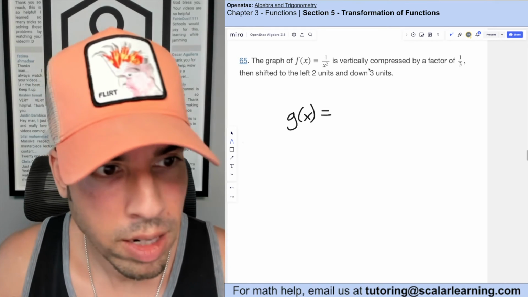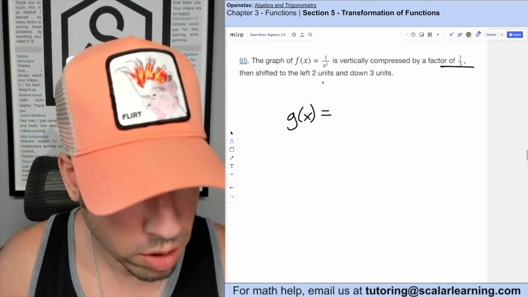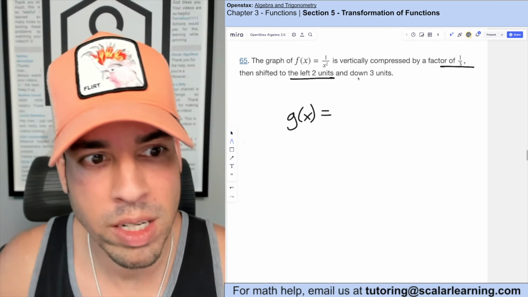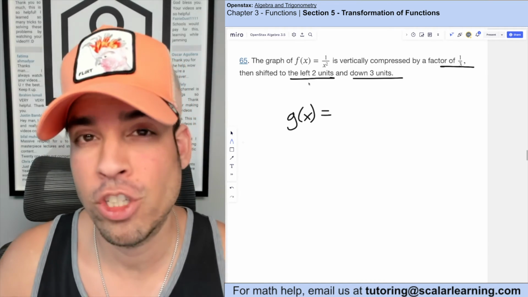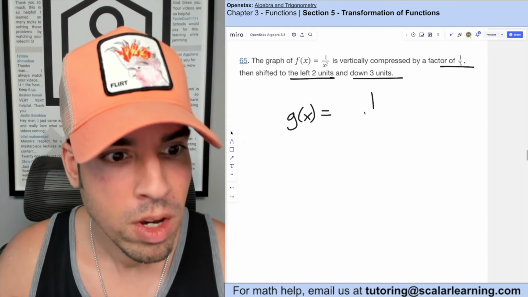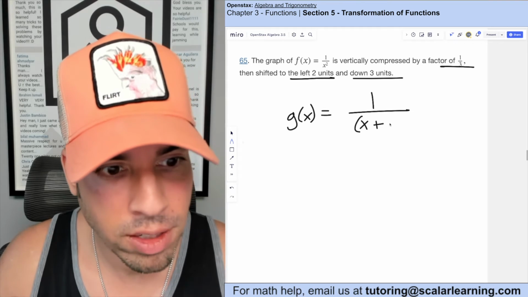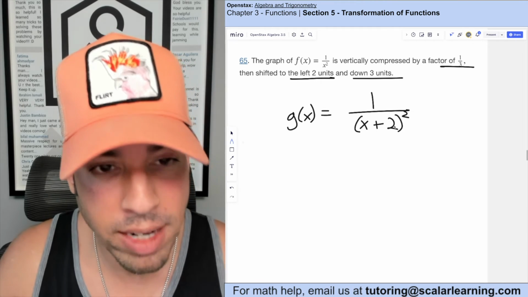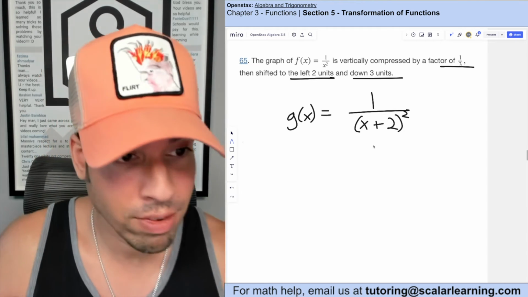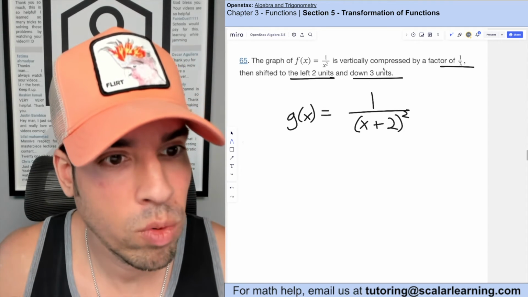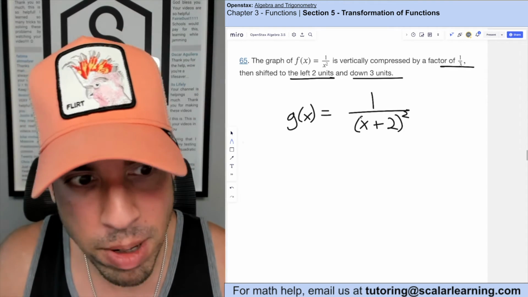So here we've got a vertical compression by a factor of 1/3, shifted to the left by 2 and down by 3. So let's start with that shift to the left by 2. So we're going to take our x and we're going to add 2 to that, right? Because adding 2 to the input actually shifts it to the left by 2. Then we are going to vertically compress it by a factor of 1/3.